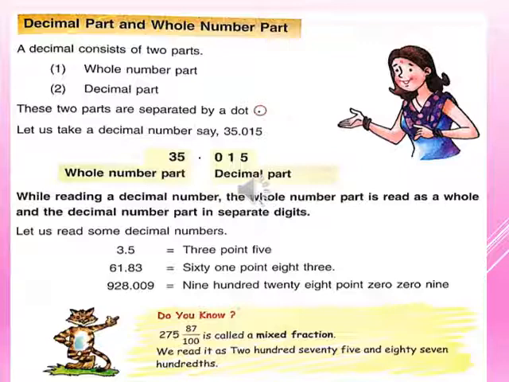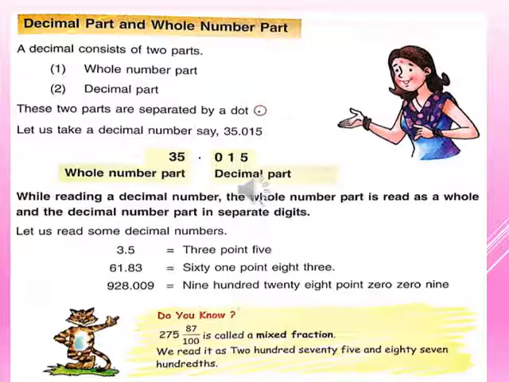While reading a decimal number, the whole number part is read as a whole number. As we are using 35 as 35, we have to read it like that only. The decimal part, we don't read like 15 or 105. We have to use separate single digits, meaning 0, 1, 5. We will not call it 15. We read it as 0, 1, 5 in the decimal part. The whole part we will read as it is. So let's read some decimal numbers.